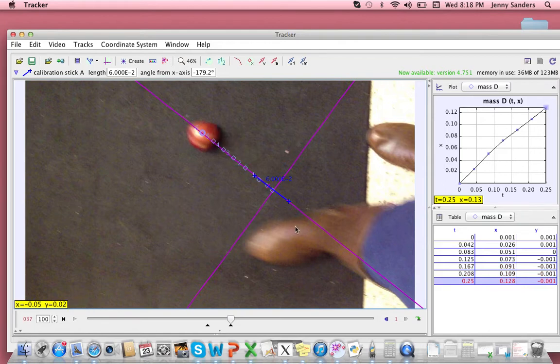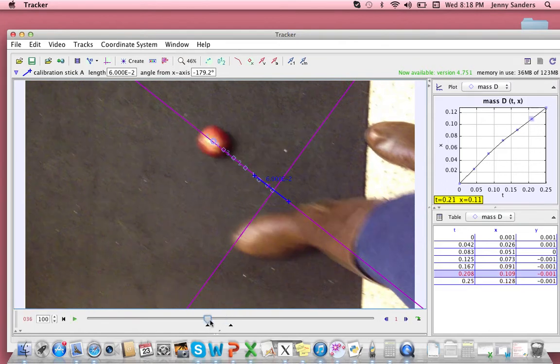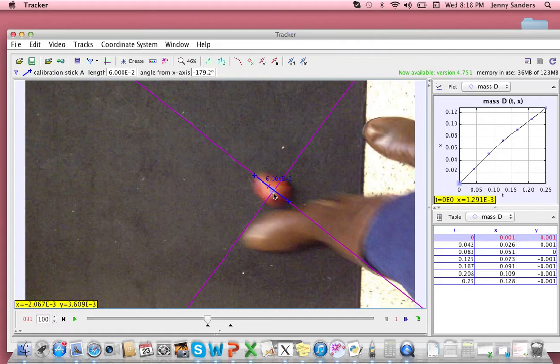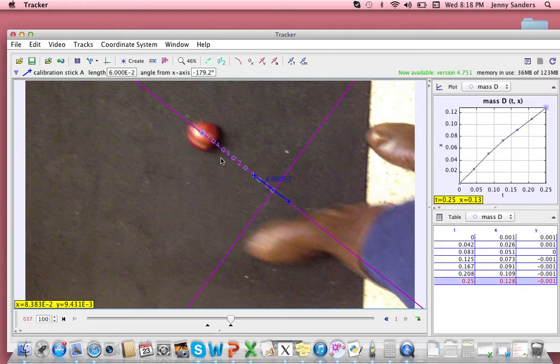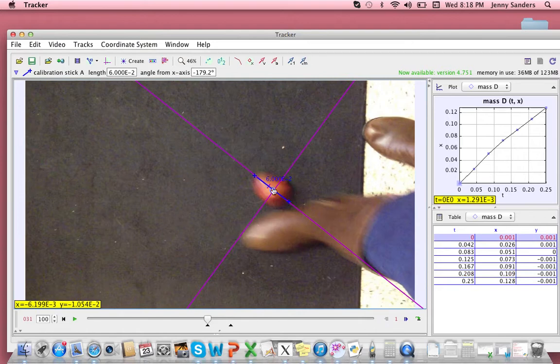I then took the center of the apple as the average position, and as it moved, I found it at different times. I set the diameter of the apple with the calibration stick as 0.06 meters. The time between each frame was about 0.04 seconds, and the total time was 0.25 seconds. I then began to make my model.